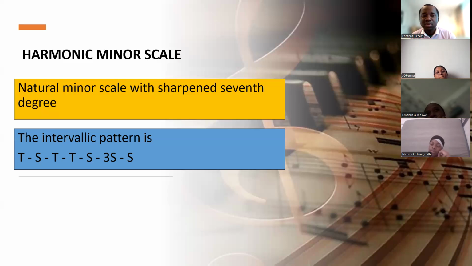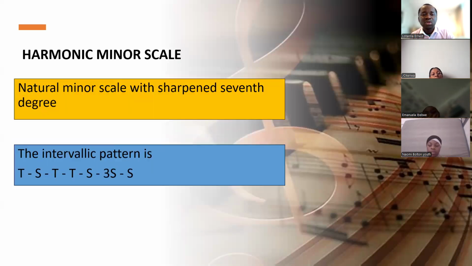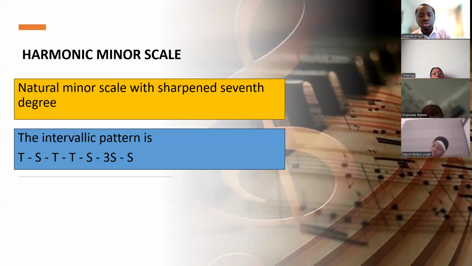You see, in the natural minor, you have tone, semitone, tone, tone, semitone, tone, tone. But in the harmonic minor, you have tone, semitone, tone, tone, semitone, 3 semitones, semitone. So you have borrowed a semitone from the last tone. When you borrow a semitone from the last tone, you've reduced it by a semitone, so it's now a semitone. You've added that semitone to the previous tone, which is in the natural minor, so it's now 3 semitones.